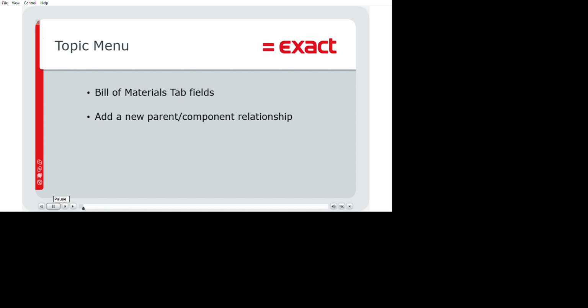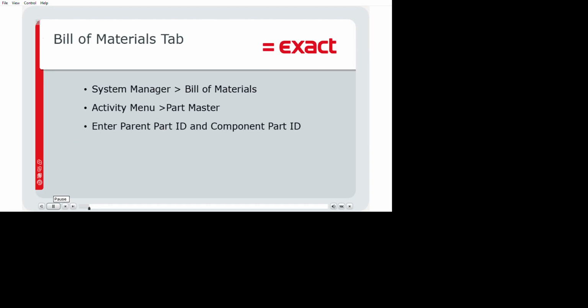Today we'll learn about the Bill of Materials tab and how to add a parent-component relationship. Let's get started learning about the Bill of Materials in the Part Master. These are the steps we'll follow.